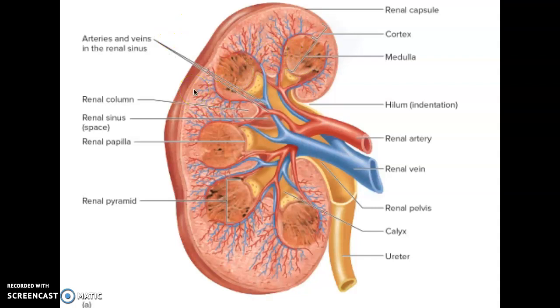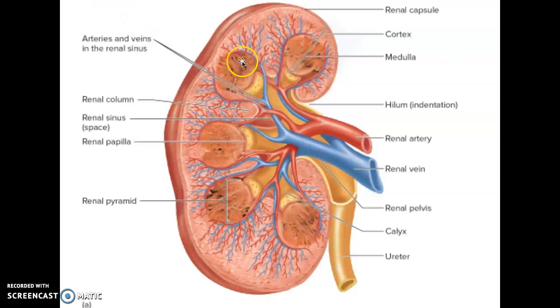The cortex is the outer portion of the kidney. It's underlying the renal capsule, and it's composed of renal corpuscles and tubules. We're going to learn that later on. The medulla is the inner portion of the kidney. It's underlying the cortex and consists of renal pyramids and renal columns.